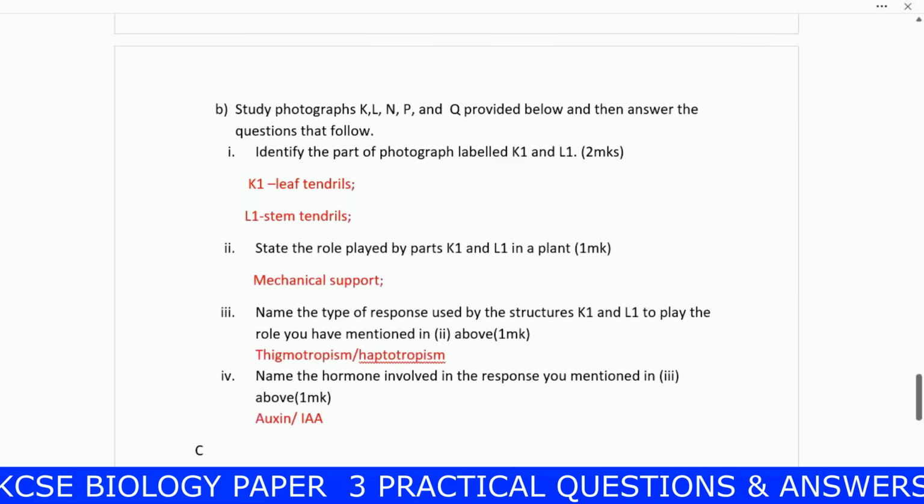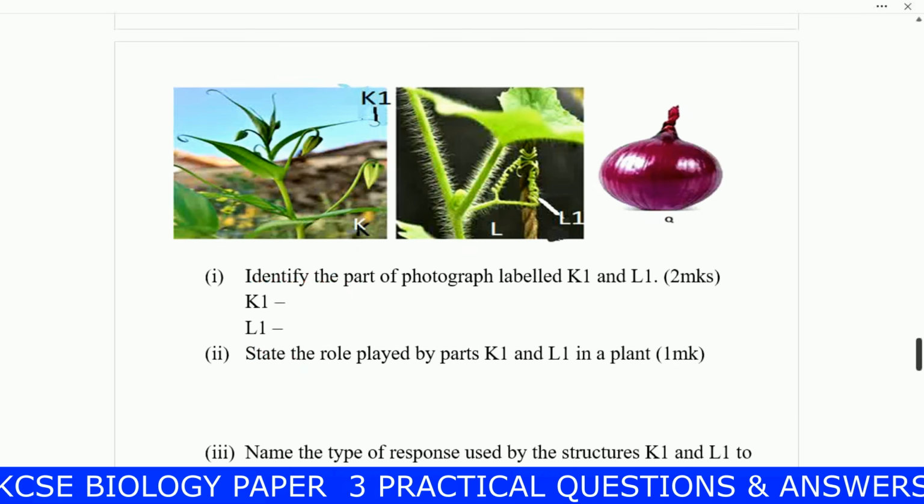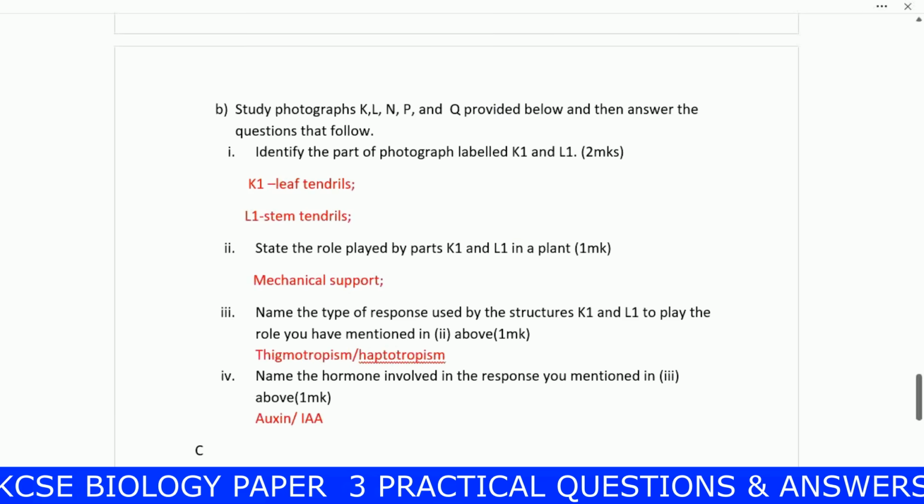K1 is a leaf tendril. L1 is a stem tendril. Next question, you are told to state the role played by the parts K1 and L1 in the plant. What role do they play? They provide mechanical support to the plant.